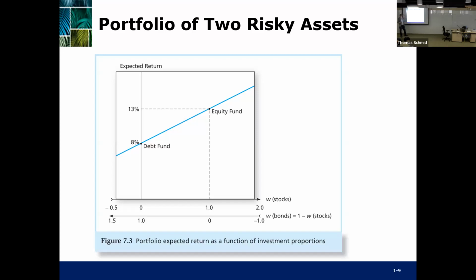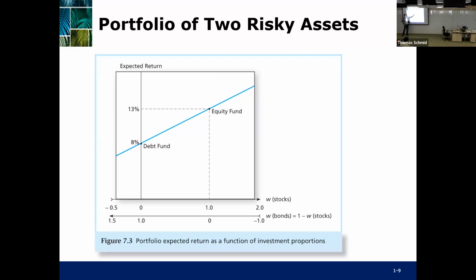Yeah, there are only 2 risky assets. There is no bank, nothing else. But there are no frictions too. So it's a frictionless world. So here we invest 100% in the equity fund. Short? Yes. And 0 in the debt fund.